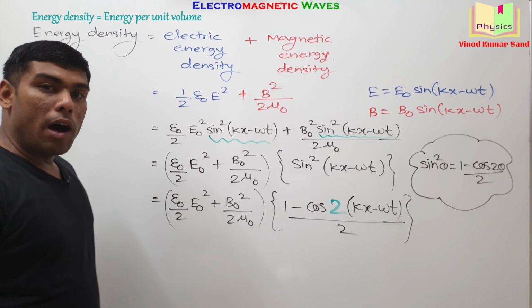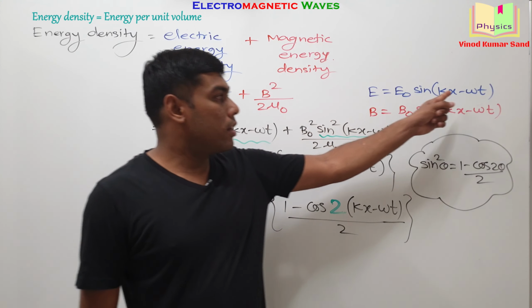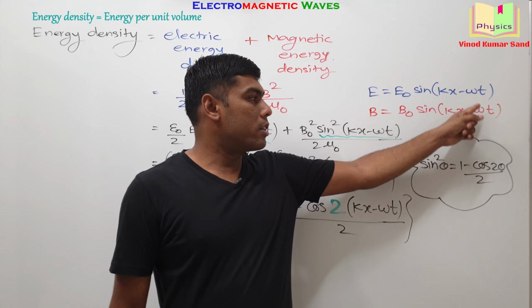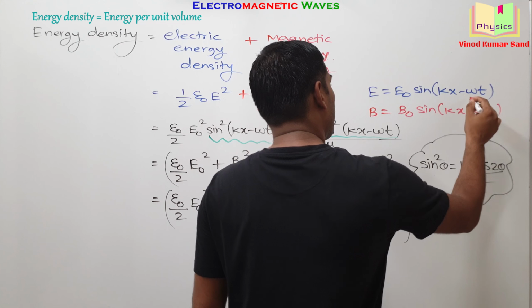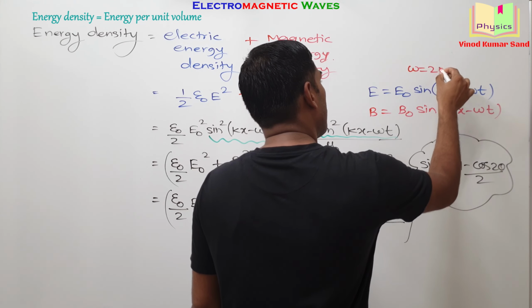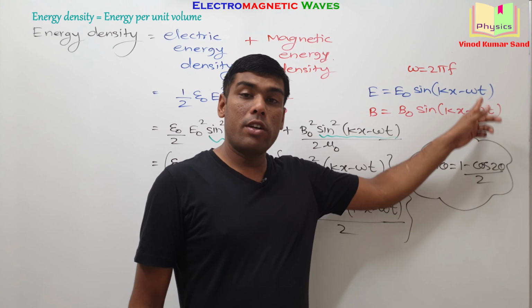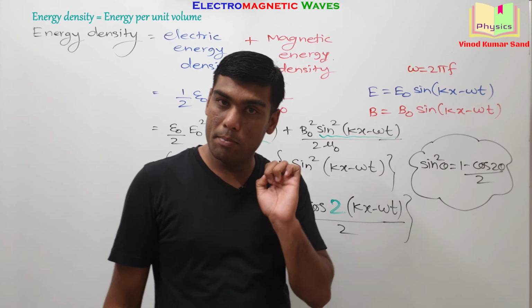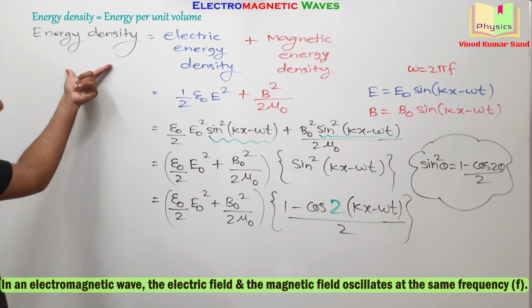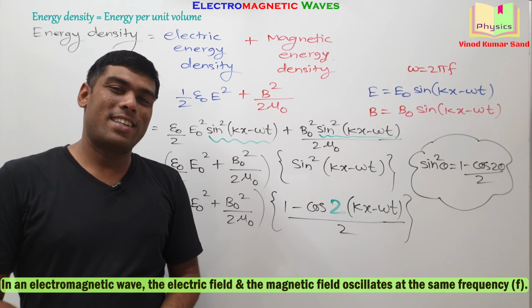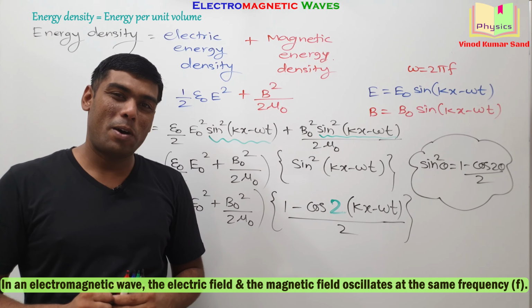Here comes one powerful statement. In an electromagnetic wave, if the electric and magnetic fields oscillate with frequency f, because we know omega can be written as 2 pi f, so both electric and magnetic fields are oscillating at the same rate with the same frequency f. Then the energy density will oscillate with what frequency? Pause the video here and type your answer in the comment box.